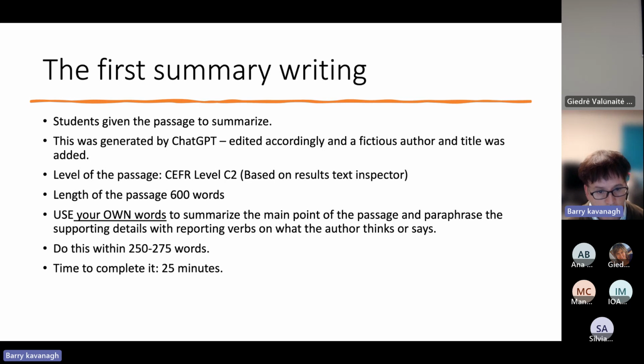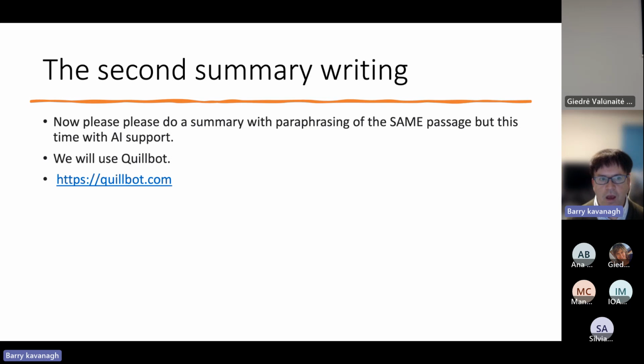So I asked students to use their own words to summarize the main point of the passage and paraphrase this with supporting details with reporting verbs on what the author thinks or says. And I wanted them to do this within about 250 words. Second time, I asked the students to make a second summary write, but this time, please do it with the same passage, but with AI support.